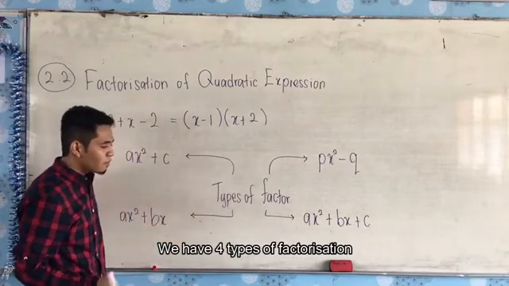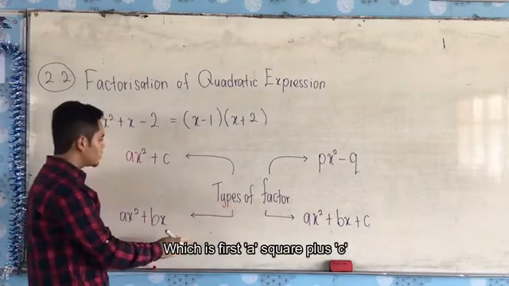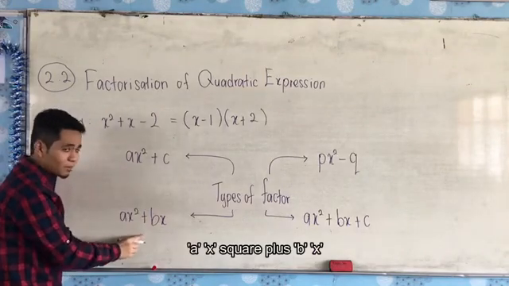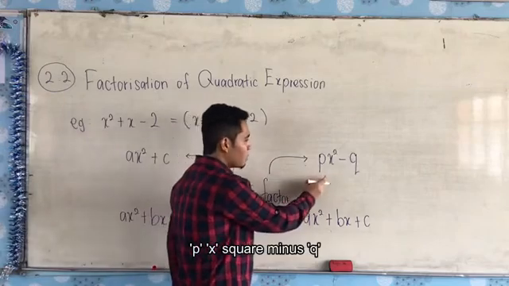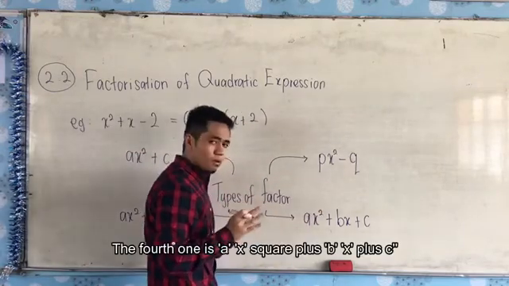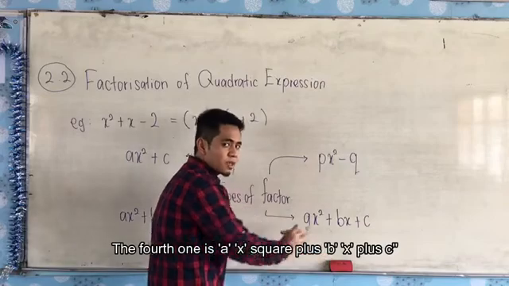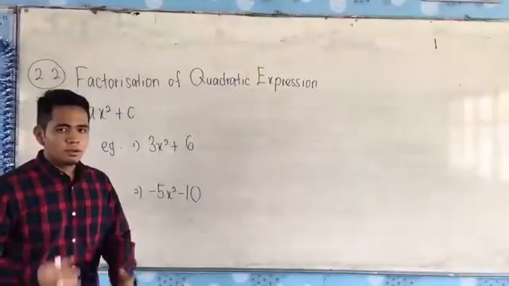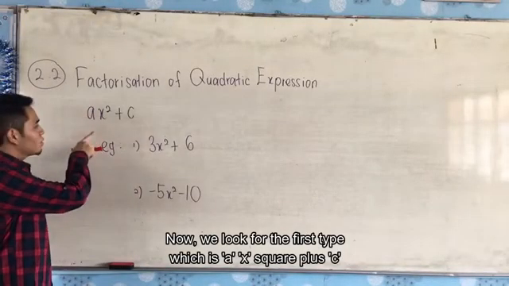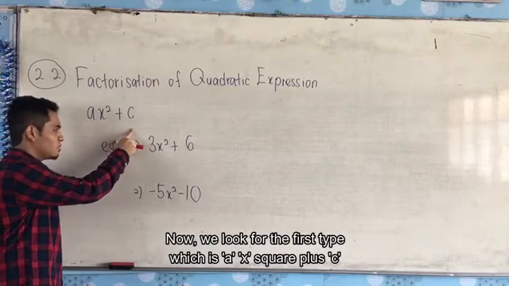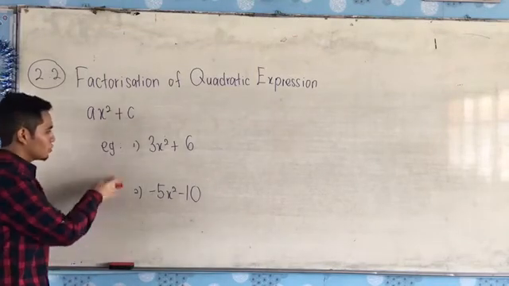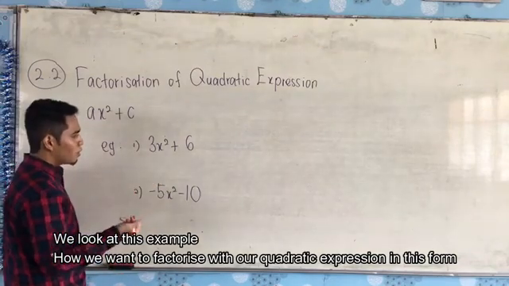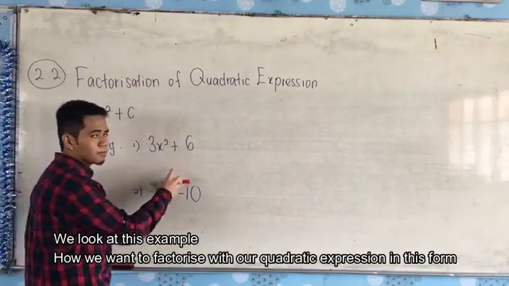So we have four types of factorization, which are first, ax squared plus c, second, ax squared plus bx, third, bx squared minus q, and the fourth one is ax squared plus bx plus c. So we will look at these one by one. Okay, now we look at the first type, which is ax squared plus c. We look at this example, how we want to factorize our quadratic expression in this form.